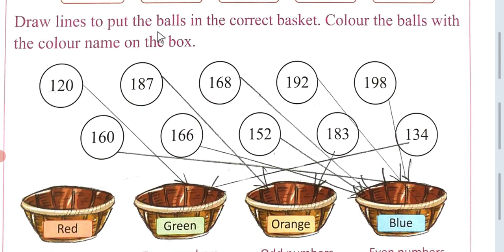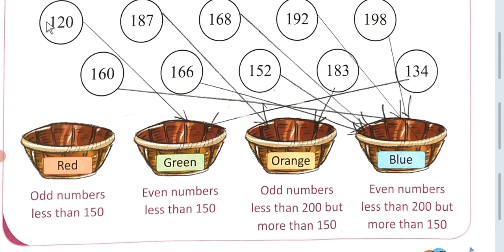So now it is a very easy exercise for you. Draw lines to put the balls in the correct basket. Color the balls with the color names on the box. So I have done this for you. I have told you what is an odd number and what is an even number, haven't I? So odd numbers less than 150.